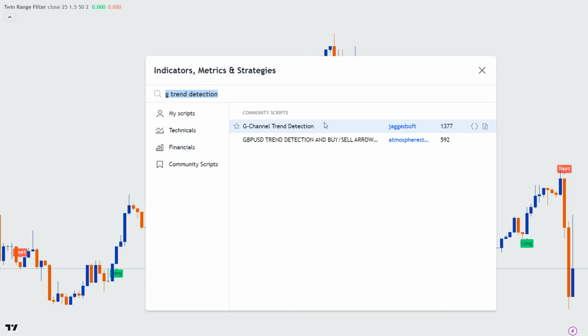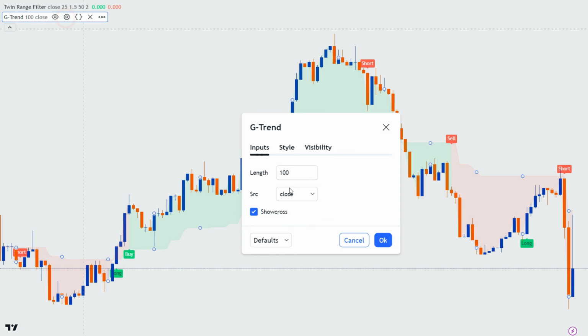To optimize the indicator's performance, let's make some adjustments to the settings. Head over to the Settings tab and locate the length parameter under the Input section. This parameter determines the number of bars used for the calculation, representing the length of the channel. By default, it is set to 100. But we'll decrease it to 95 to align it with our strategy. This will enhance the indicator's responsiveness to the current market conditions and improve its ability to identify accurate trend signals.